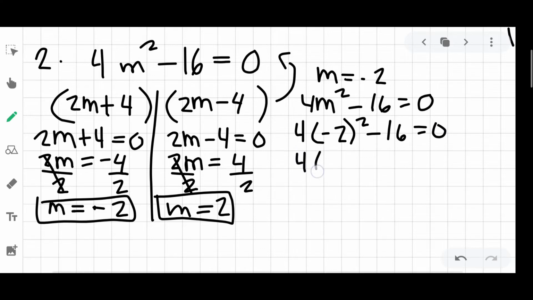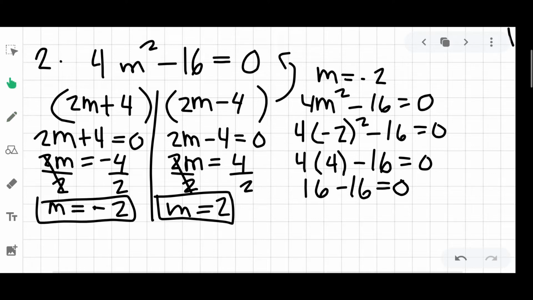Bring down 4. Negative 2 times negative 2 kasi naka-squared. The answer is positive 4. Bring down negative 16 equals 0. 4 times 4. The answer is positive 16. Bring down negative 16 equals 0. 16 minus 16. The answer is 0 equals 0. So, therefore, correct yung first factor natin.